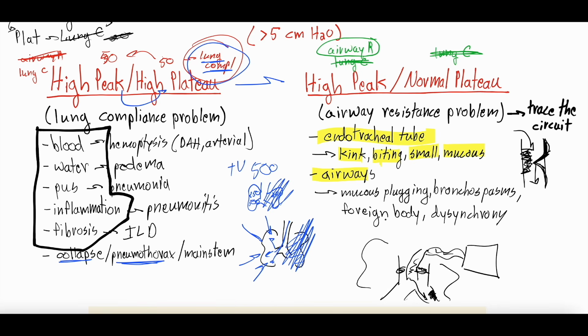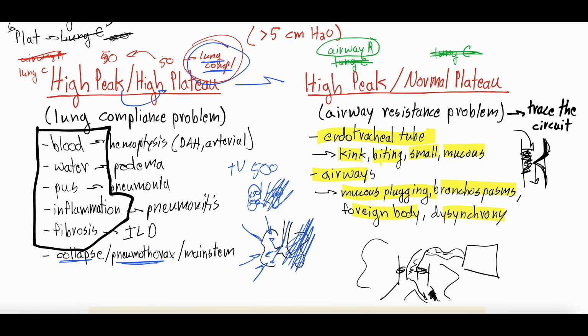Maybe there's a foreign body in the airway. Maybe the patient has ventilator desynchrony. They're not being cooperative with that breath and they're kind of pushing back on it. All those things can cause high airway resistance. So again, high peak pressure.